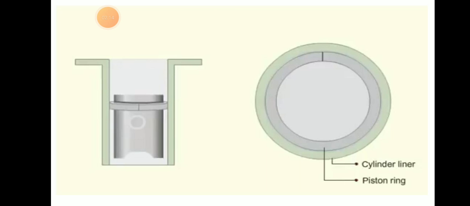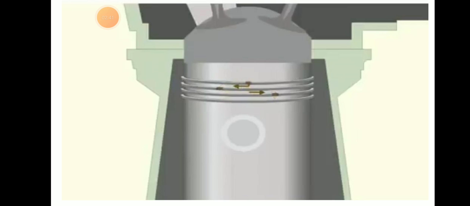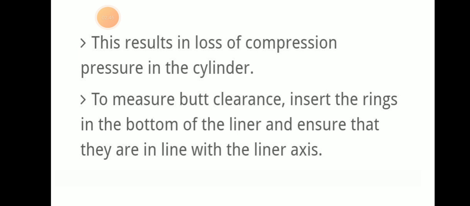Here we can see the cylinder liner and piston ring. If the clearance is greater than the maximum limit, then combustion gas will blow by and exhaust gas will enter the crankcase. This results in a loss of compression pressure in the cylinder.